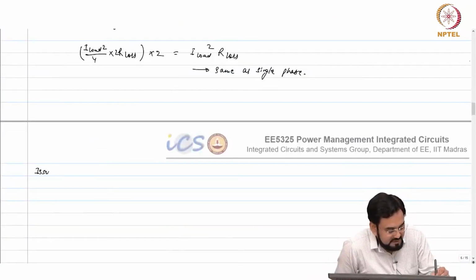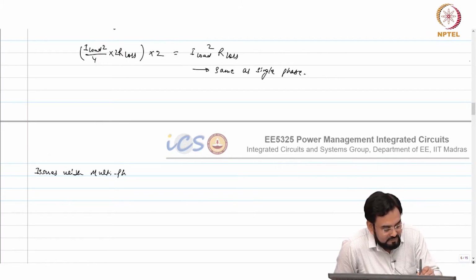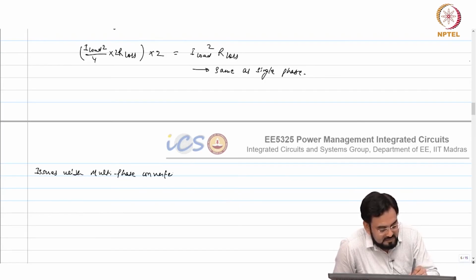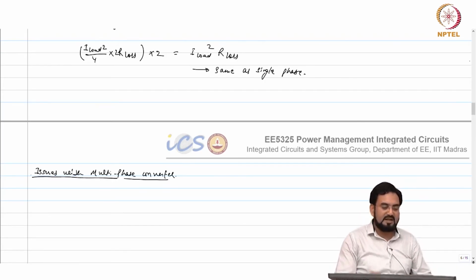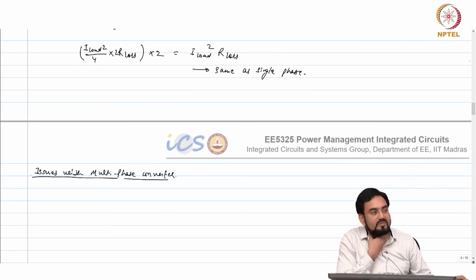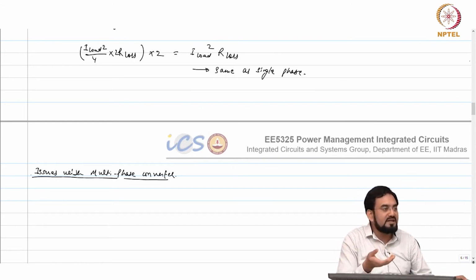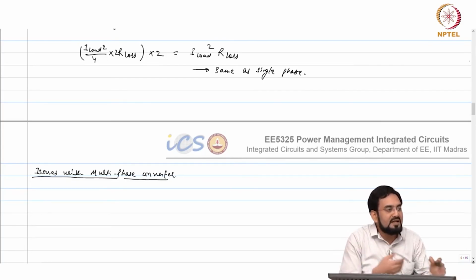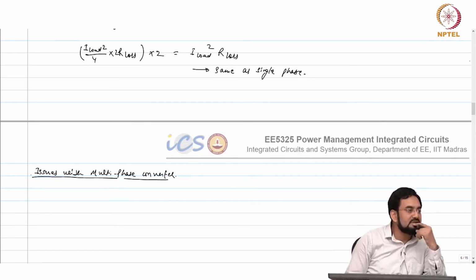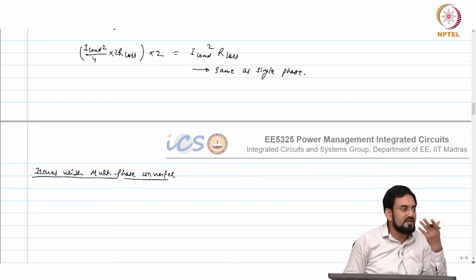Issues with multi-phase converter. There is one very common issue. Can anybody think of that? So all the assumptions are that both are carrying the same current, both phases. But who will decide they are carrying the same current or not? How will you ensure that they are carrying the same current?